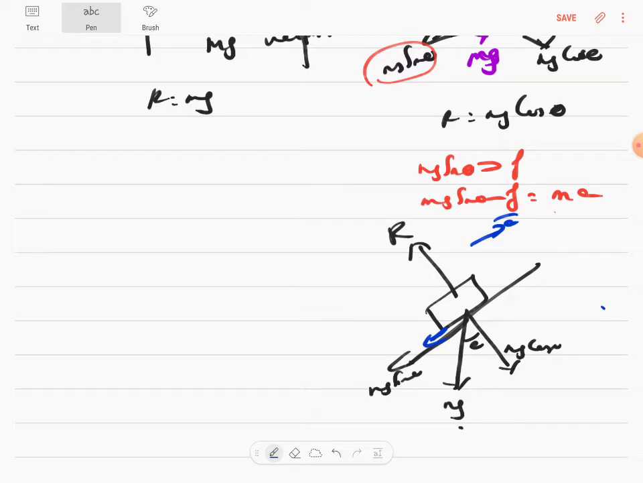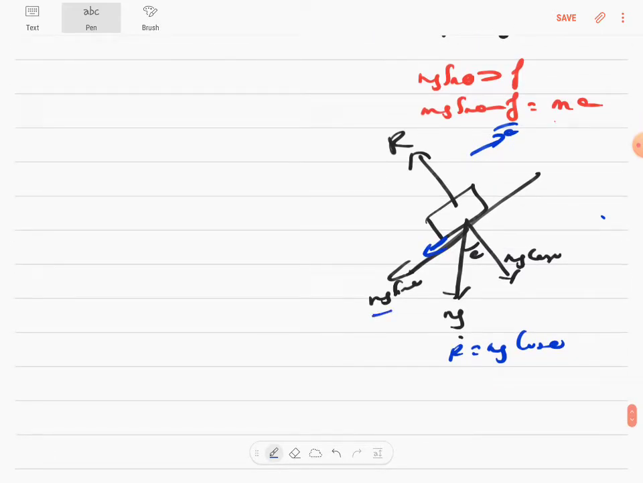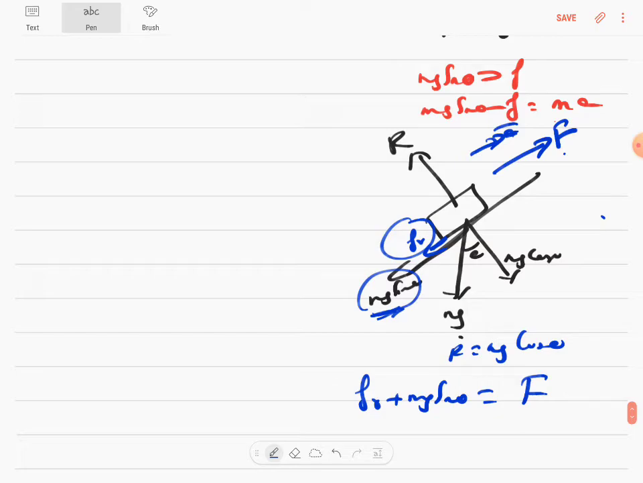this R is going to be equal to mg cos theta, no doubt. R is equal to mg cos theta. But this mg sin theta and the frictional force are in this direction. Because I am applying a force in this direction, which is going to be responsible for this acceleration, the frictional force will try to pull it down. And so what happens is you have to add the frictional force and the mg sin theta. Can you see, add the two components? So you get Fr plus mg sin theta should be equal to your applied force.